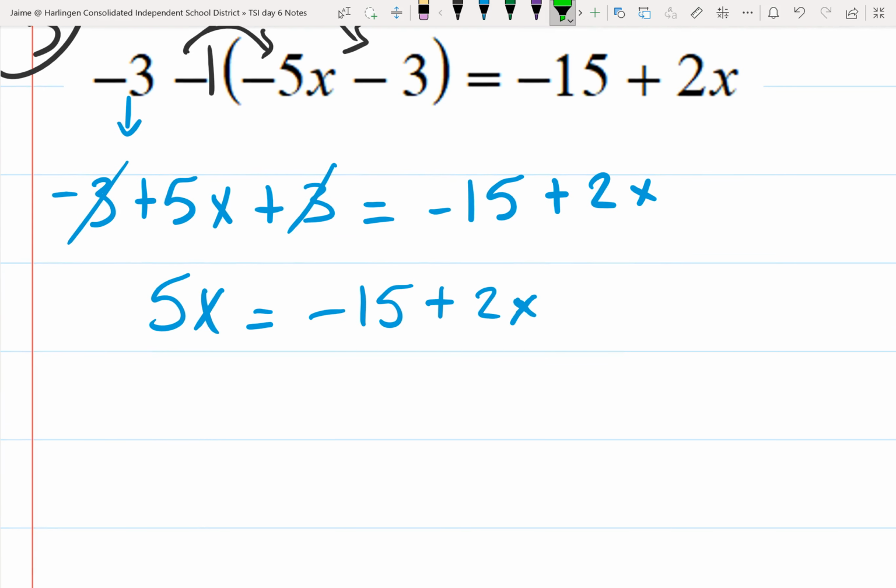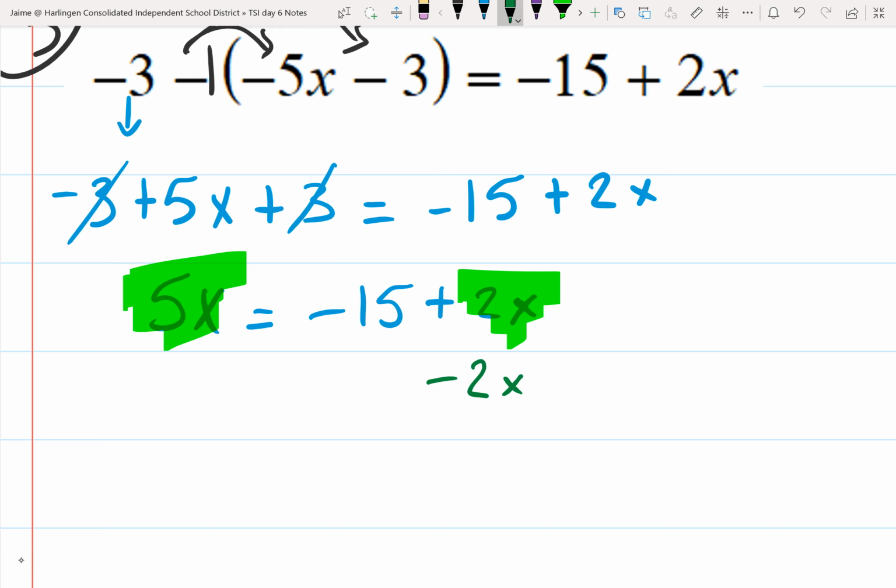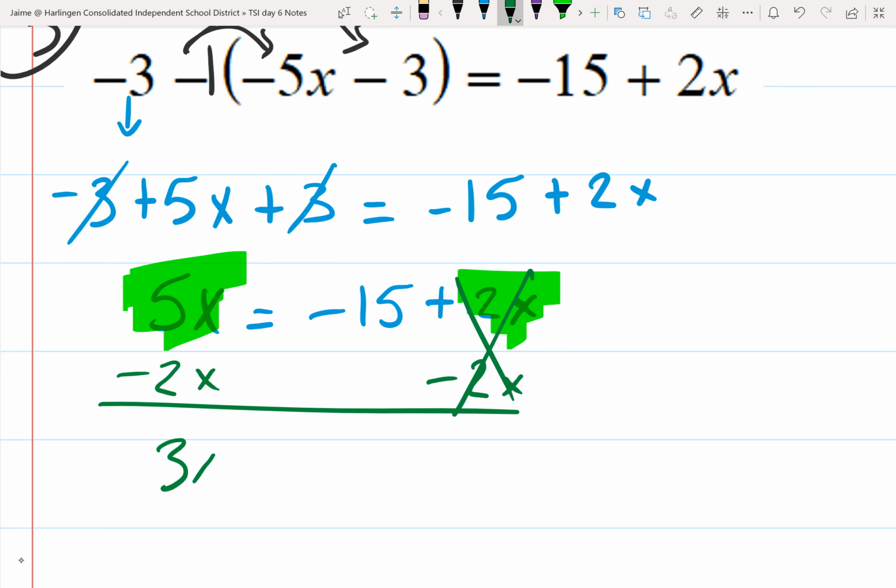Now I have x's on two sides. I have an x over here. I have an x over here. I want to keep the x's together, right? So combine your x's. X's go with x's. I have an x and a number here, so move the x to the left. So it'll be minus 2x. That goes away. 5x minus 2x, so that's 3x. And then bring down the negative 15.